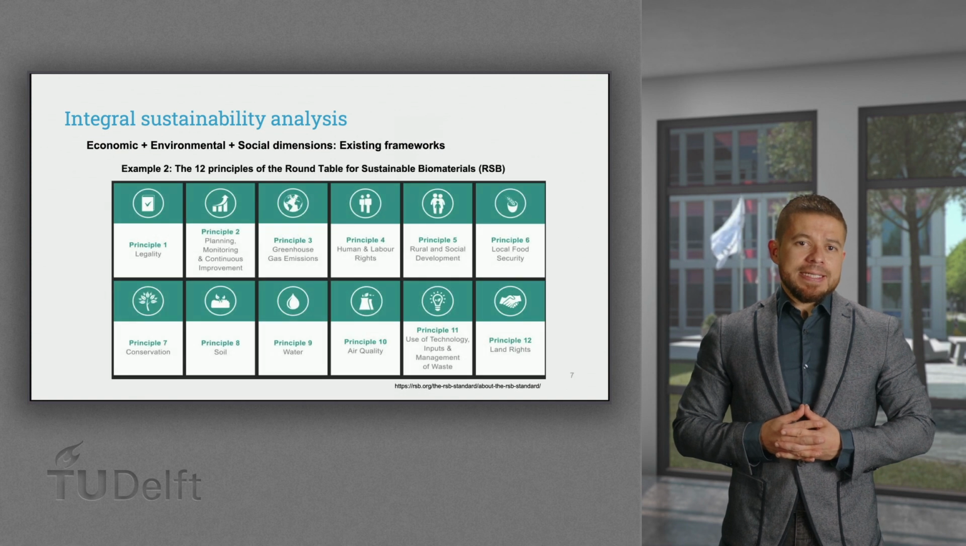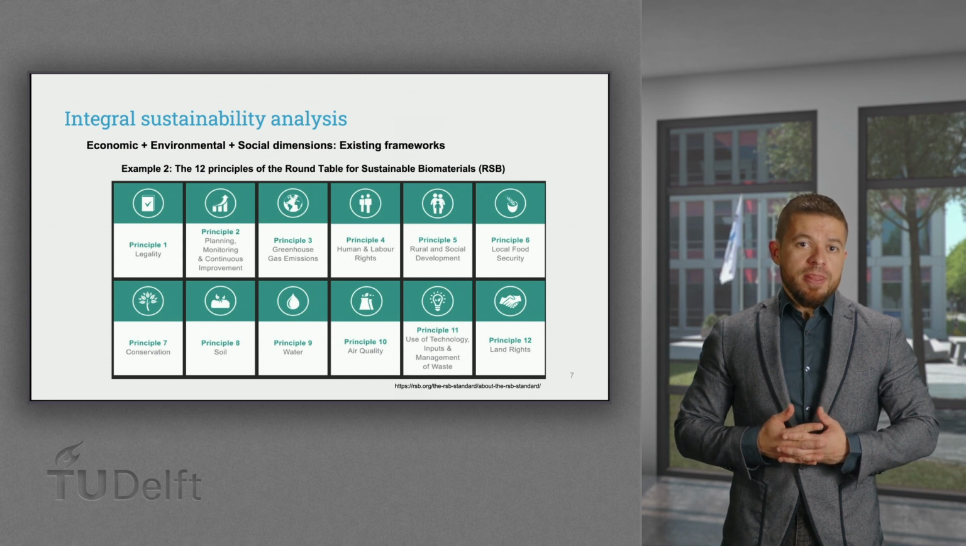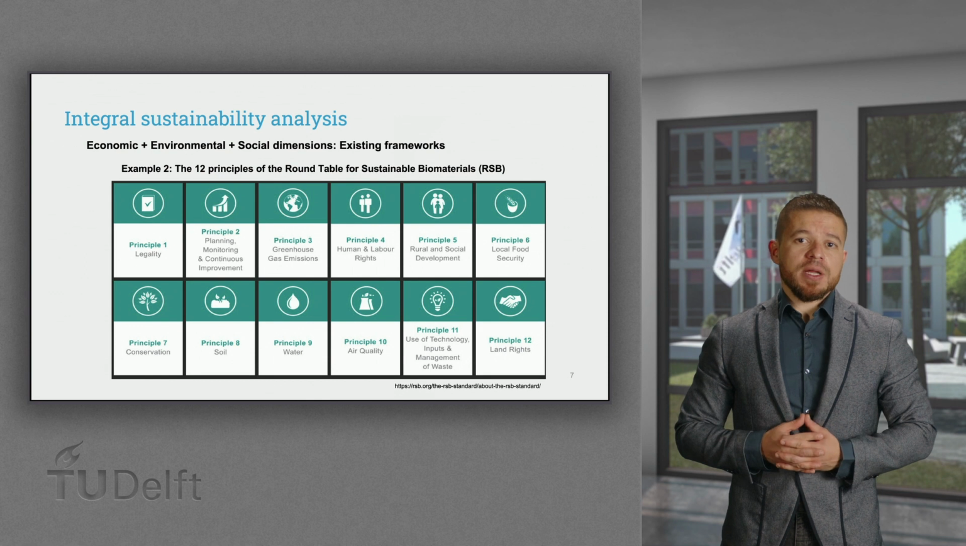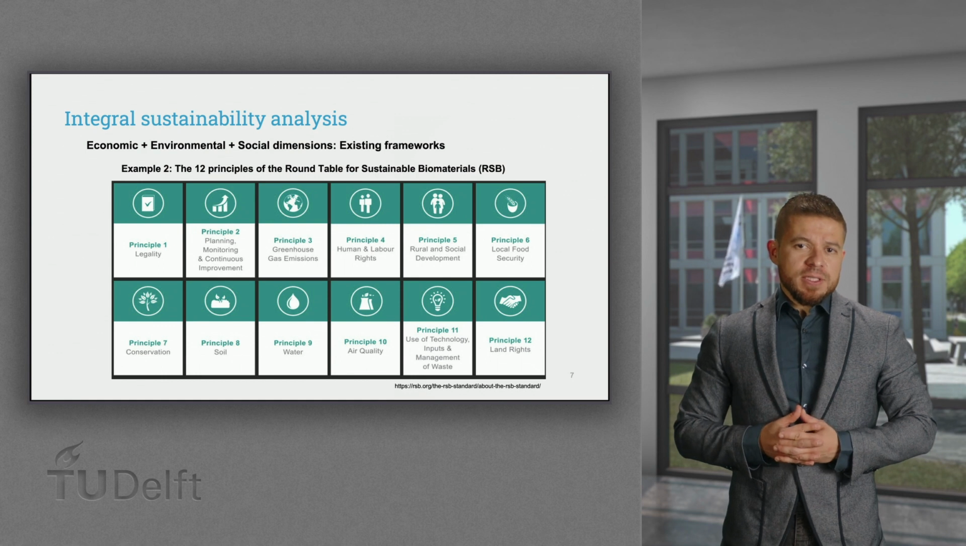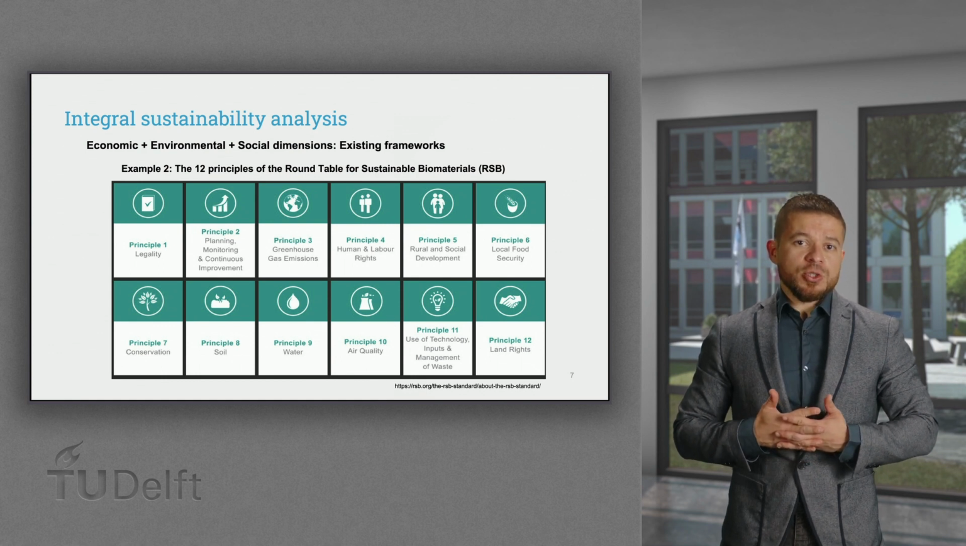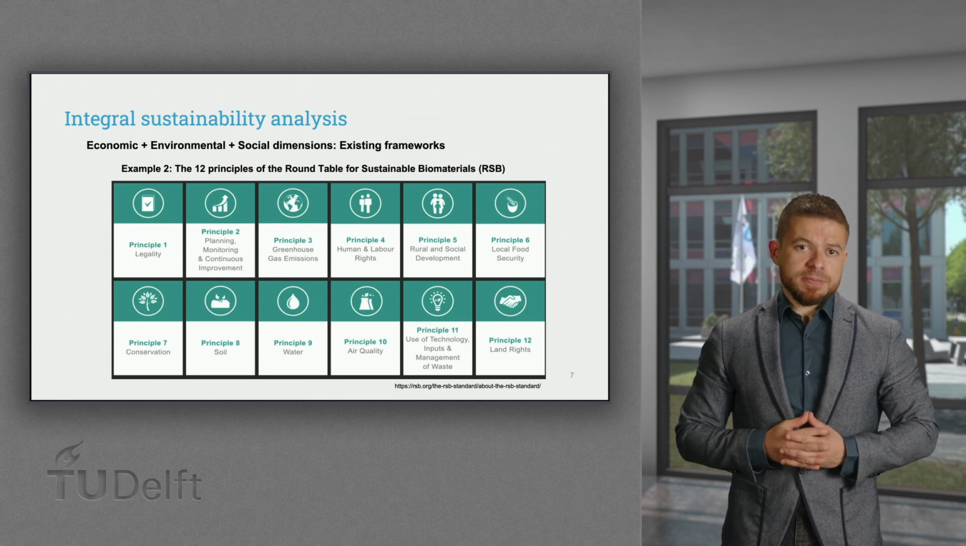Another example is the standard from the Roundtable for Sustainable Biomaterials, RSB, which considers 12 principles across the three dimensions of sustainability, with a total of 39 assessment criteria, and for each criterion, the minimum requirements for certification of sustainable operations along the entire supply chain are described. As you can notice, at this point, there are multiple options to select impact subcategories and indicators to assess the three dimensions of sustainability, but in most cases, the final selection will be case and context dependent.